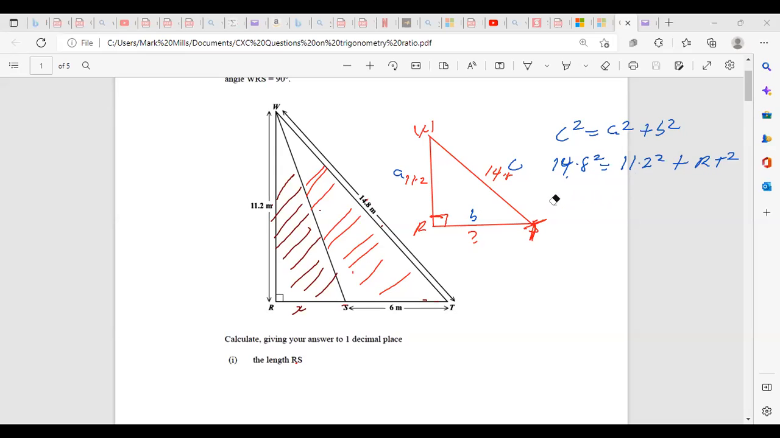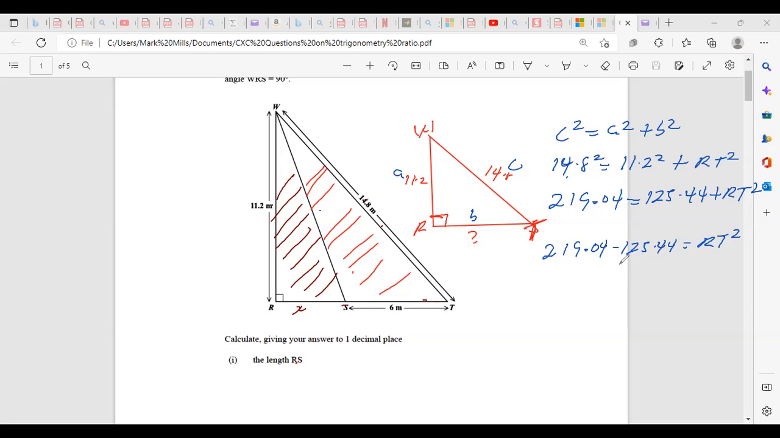What is left? 219.04. All right. What is 11.2 square? 125.44, yes. Plus RT square. Am I right? Now, what do we do next? I want to find RT. How do I find RT? We subtract, right? So that'd be 219.04 minus 125.44 is equal to RT square, right?